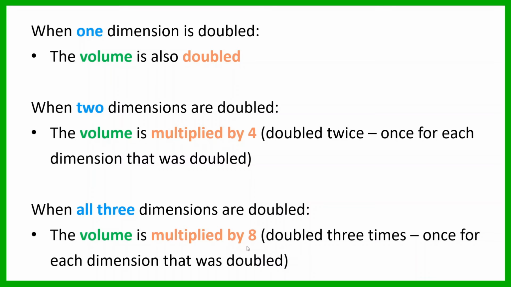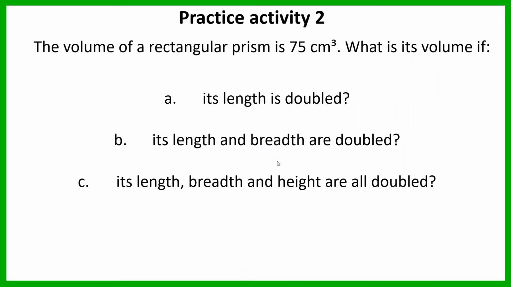Okay, so now we're going to go and have a look at an example where we're going to apply this knowledge. So in this question, you've been told that the volume of a rectangular prism is 75 centimeters cubed. And we have to work out what its volume will be if its length is doubled, if its length and breadth are doubled, and if its length, breadth, and height are all doubled. Okay, I'm going to give you 1 minute to work out all three of those.